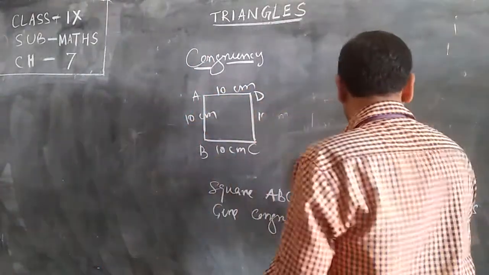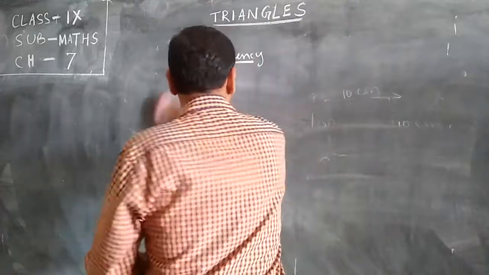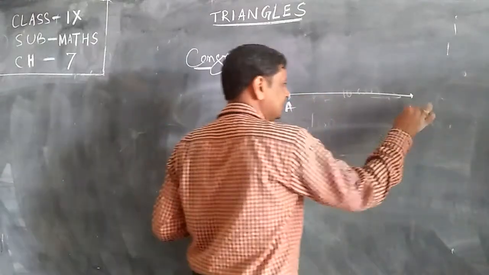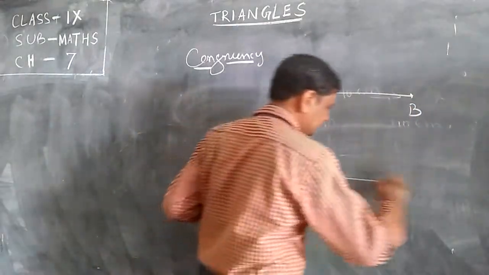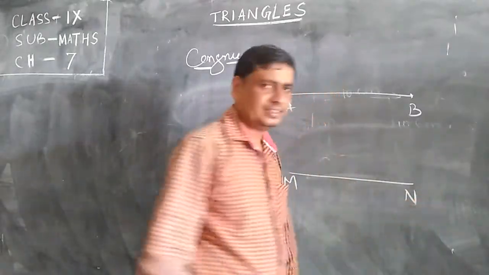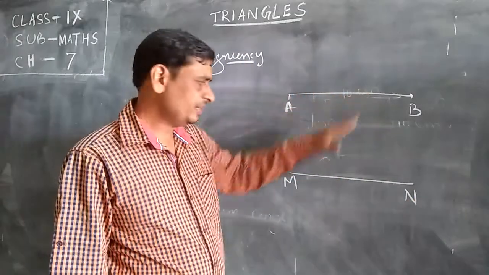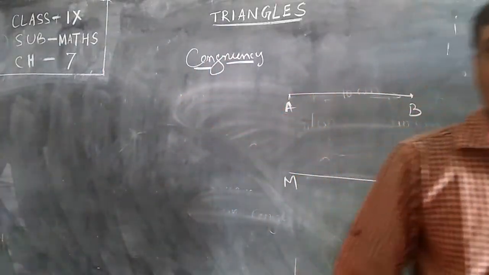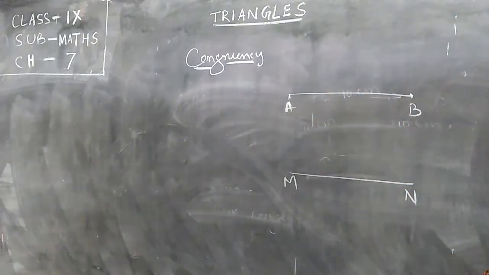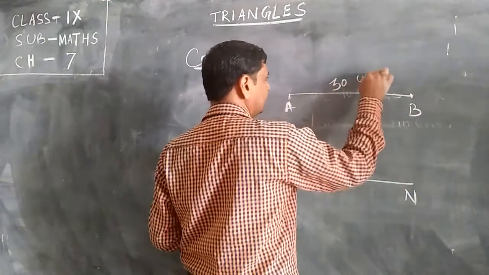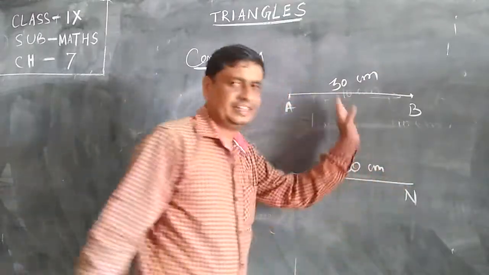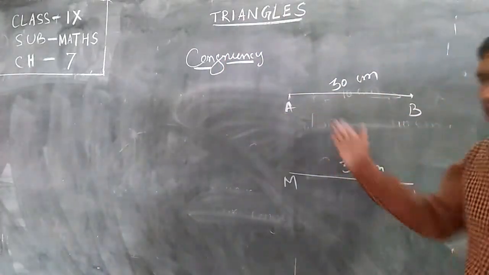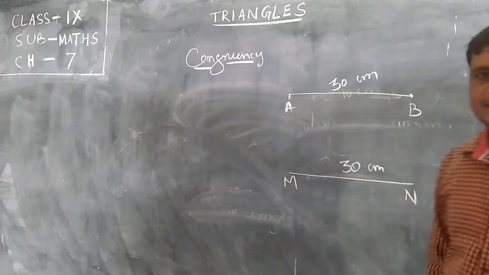Next, when two line segments, let AB be a line segment and MN be another line segment, and if the lengths of both the line segments are equal, let AB and MN both be 30 cm, in this case we say the line segments are congruent since they are equal in length.